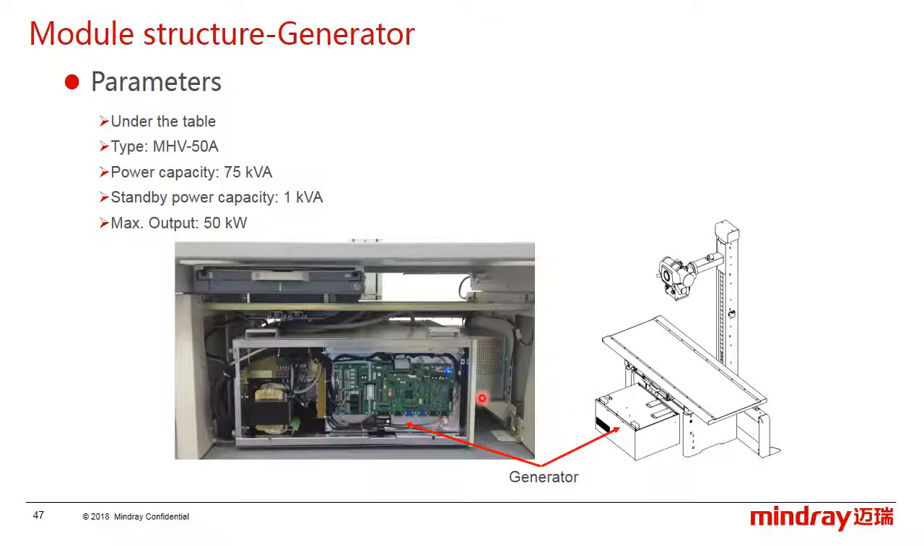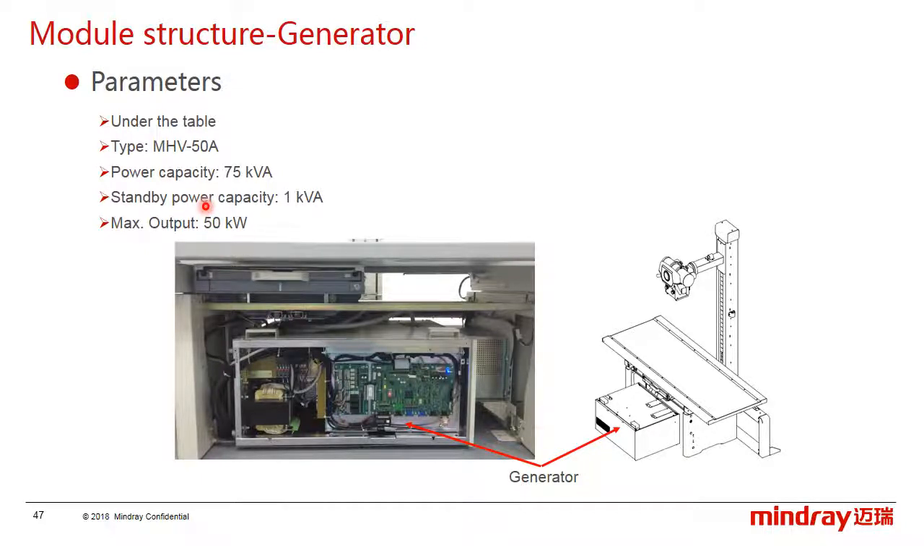The next component is the generator. For DigiEye280, the generator locates under the patient table, and the type is MHV50A. M means mid rate, HV means high voltage, and 50 means 50 kilowatt. A on behalf of the generator is lying down, and of course we also have the MHV50 generator, which is configured in other systems, and the generator is standing.